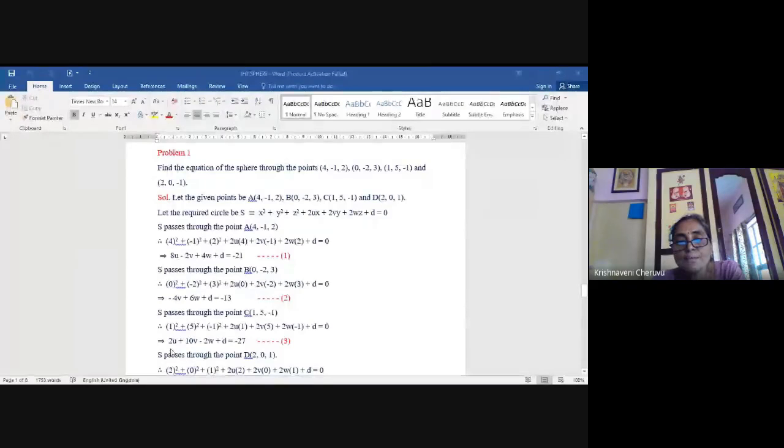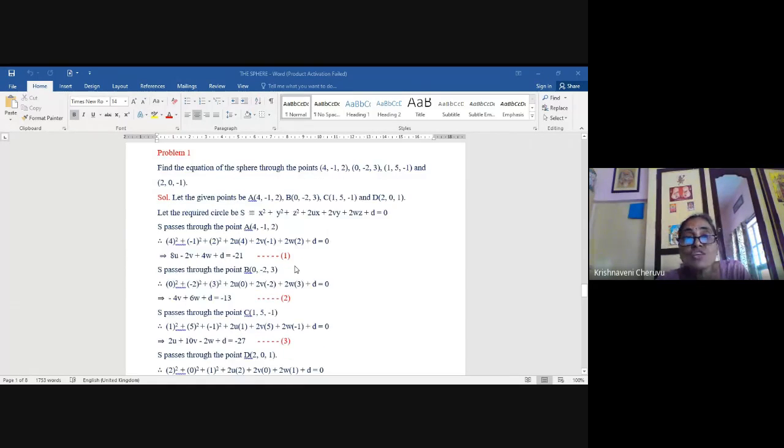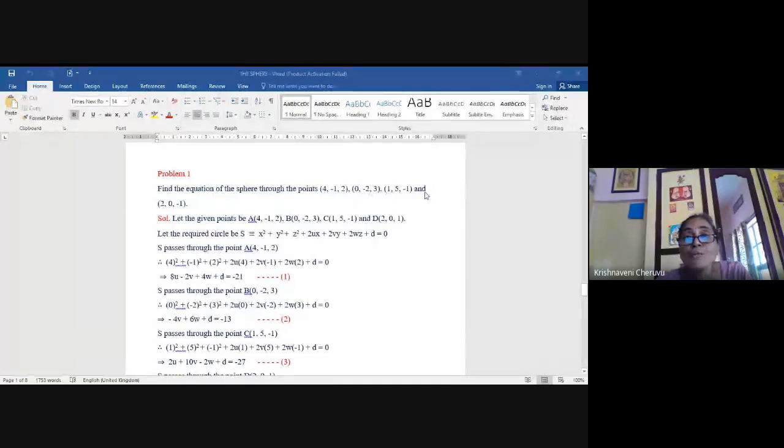This is the equation in variables U, V, W, D. And S, the sphere, is also passing through the point (1, 5, -1). For X you put 2, Y you put 0, Z you put 1. See, you are now finding the equation of the sphere passing through 4 points, girls.